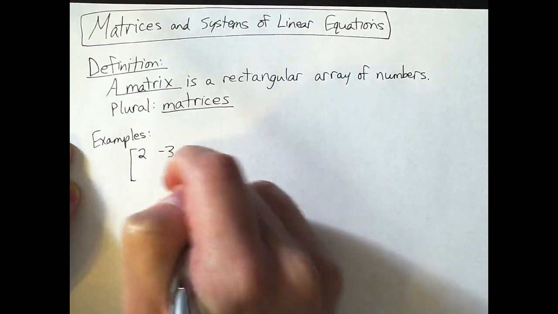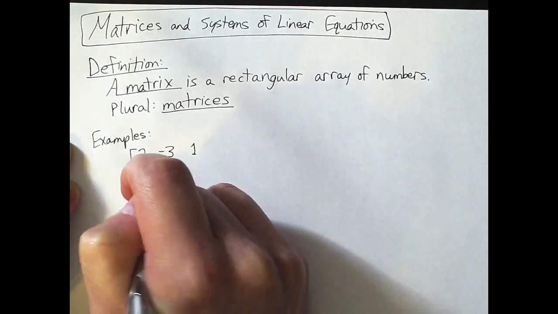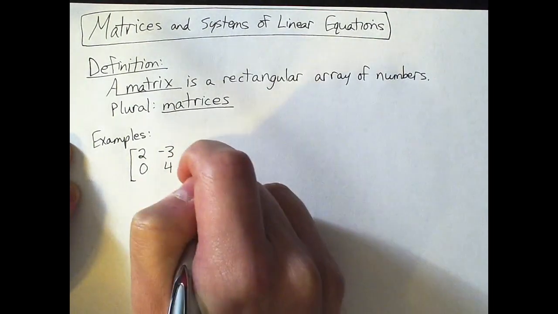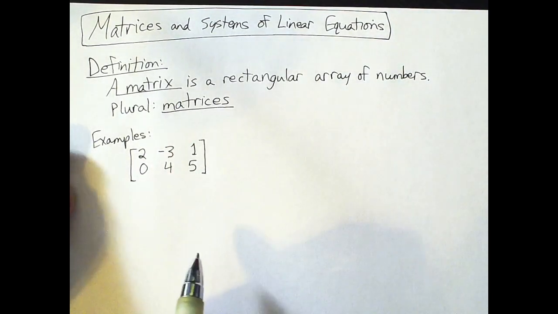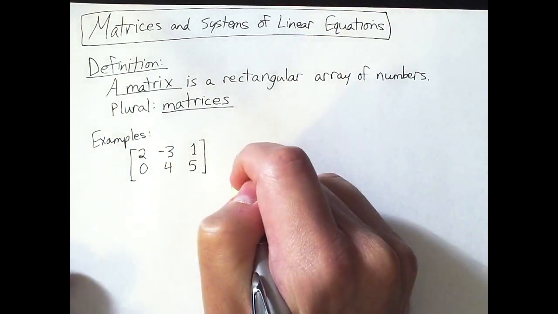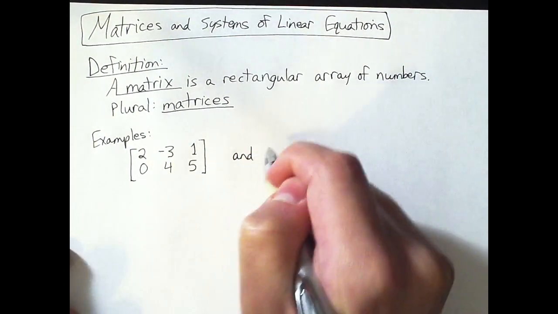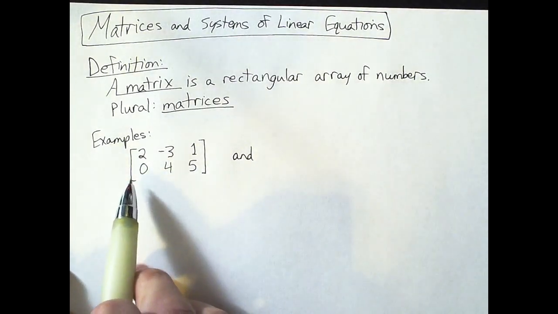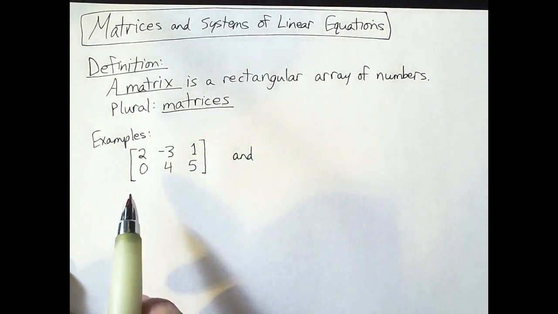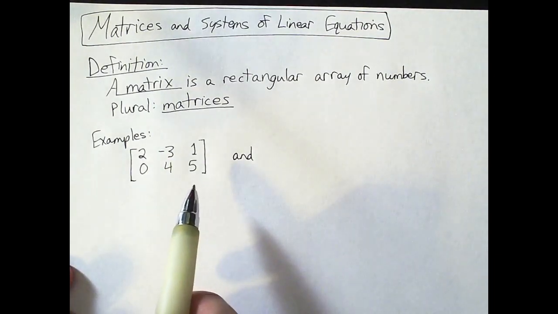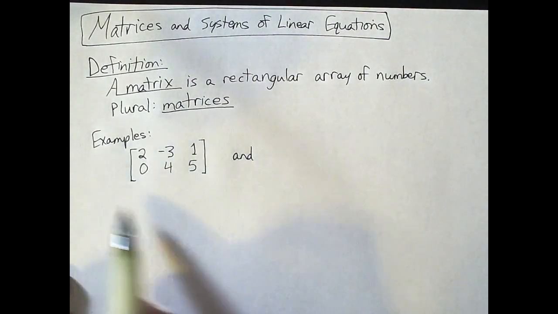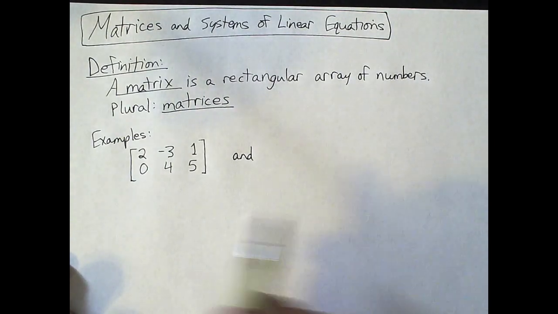Let's see. This rectangular array of numbers, 2, -3, 1, 0, 4, 5, and we put square brackets around it. That's one example of a matrix. We say rectangular array of numbers. You could think of it as a rectangular grid of numbers, but it's altogether going to be treated as just one object. It's a collection of numbers.